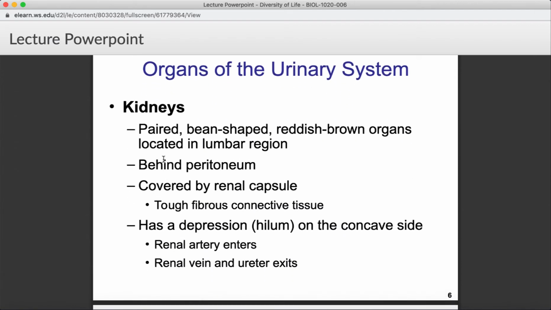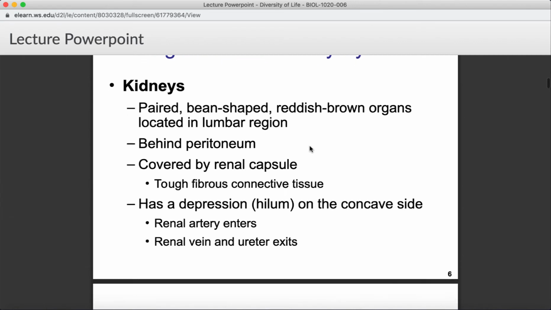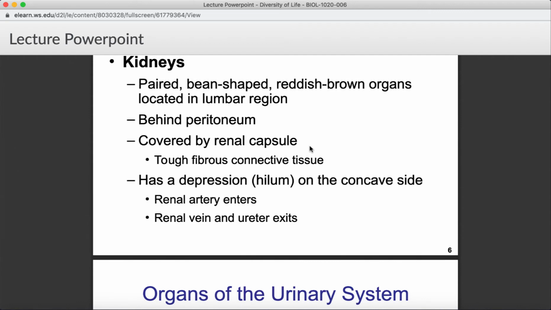The kidneys themselves are a pair of bean-shaped reddish-brown organs located in the lumbar region of the spine. They are retroperitoneal, which means if you open somebody up from the front, that's the abdominal cavity. You won't actually see the kidneys there because the peritoneum that surrounds all the rest of your organs does not contain the kidneys. They're actually behind it. So if you want to access the kidneys, you go in from behind under the lumbar vertebrae, or you can cut through the peritoneum to get to them.